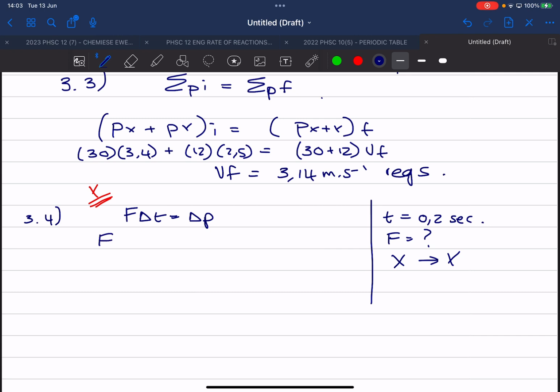We want the force, the time is 0.2. Then the change in momentum is the final momentum minus the initial momentum.